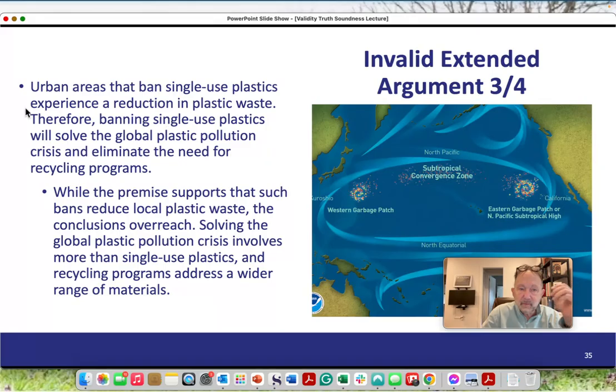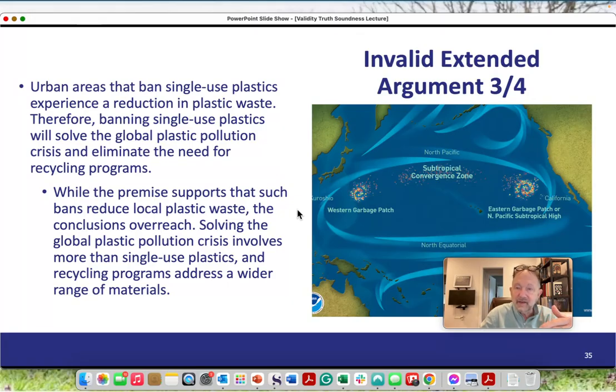Same thing here. We all probably don't like plastic in the ocean. If urban areas ban single-use plastics, they experience a reduction in plastic waste, therefore banning it will be a solution to all the plastic that's clogging up the ocean. Well, the premise supports that such bans reduce local plastic waste. The conclusion is an overreach because solving the global plastic pollution crisis involves more than single-use plastics. It's not just those things. Yeah, they're a big problem, a big part of it, no doubt. But they're not the only thing.